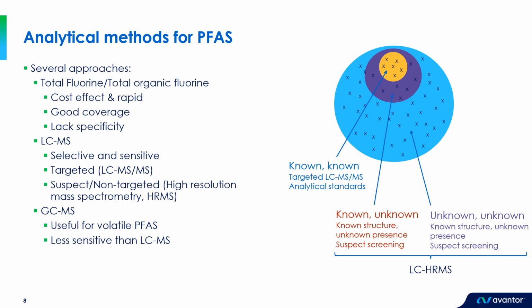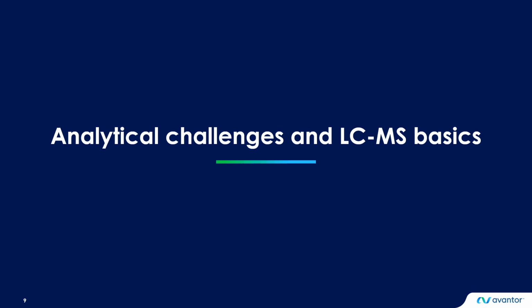And finally, we can of course look to use GCMS, which can be useful for volatile PFAS, but tends to be less sensitive than LCMS. The requirement to achieve those high sensitivities routinely is clearly quite a significant challenge, and so we find that LCMS is really the core technique that is used. So we're now going to go on to look a bit more at how we go about setting up methods for the analysis of PFAS.